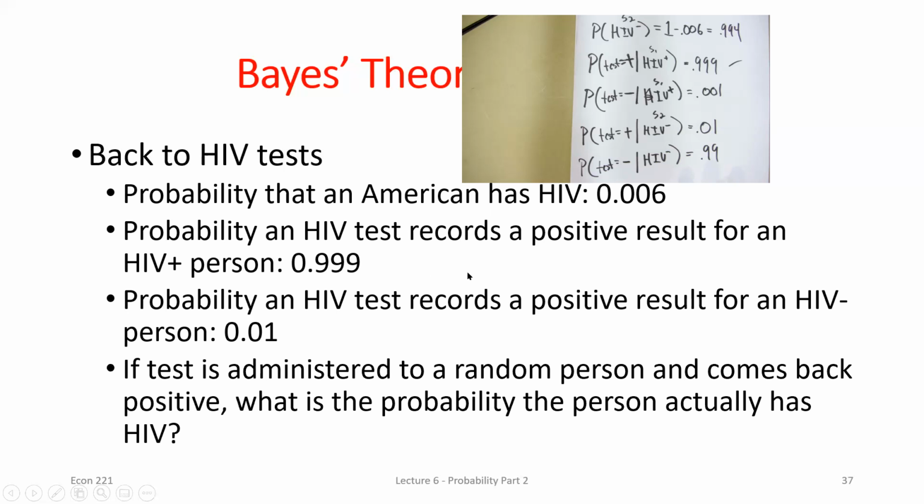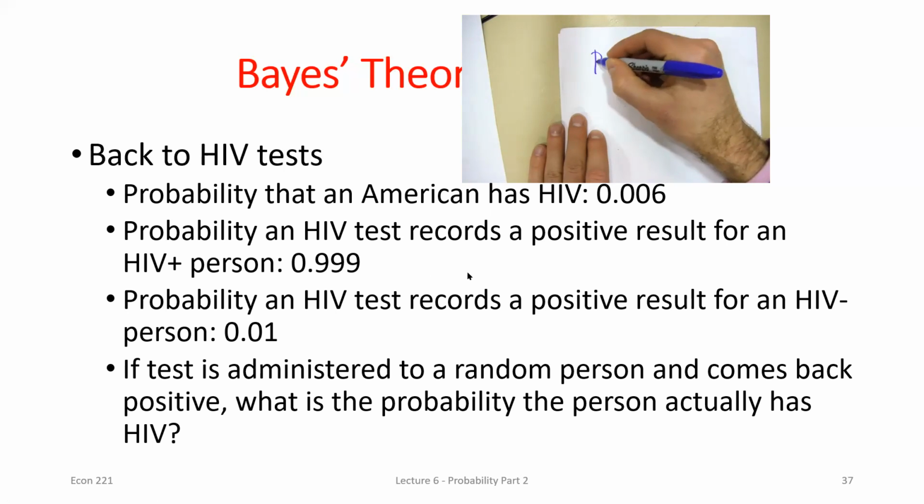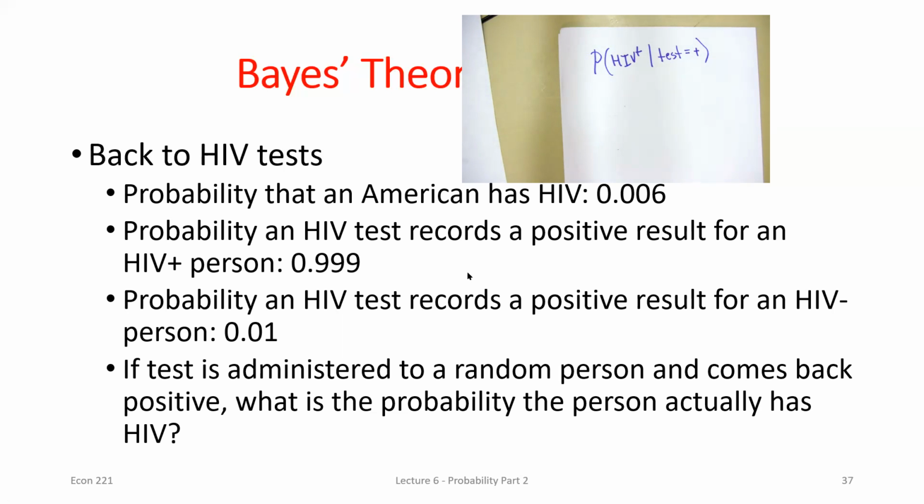All right. So keep these in mind. But the question that we have is, if a test was administered at random and the test comes back positive, what's the probability they actually have the disease? So what we're really looking for is, given that the test result we see is positive, what's the probability the person is HIV positive? Okay. So that's what we're looking for. Now, I'm thinking about this as my state of nature, and this is my outcome of the test, E. Okay.